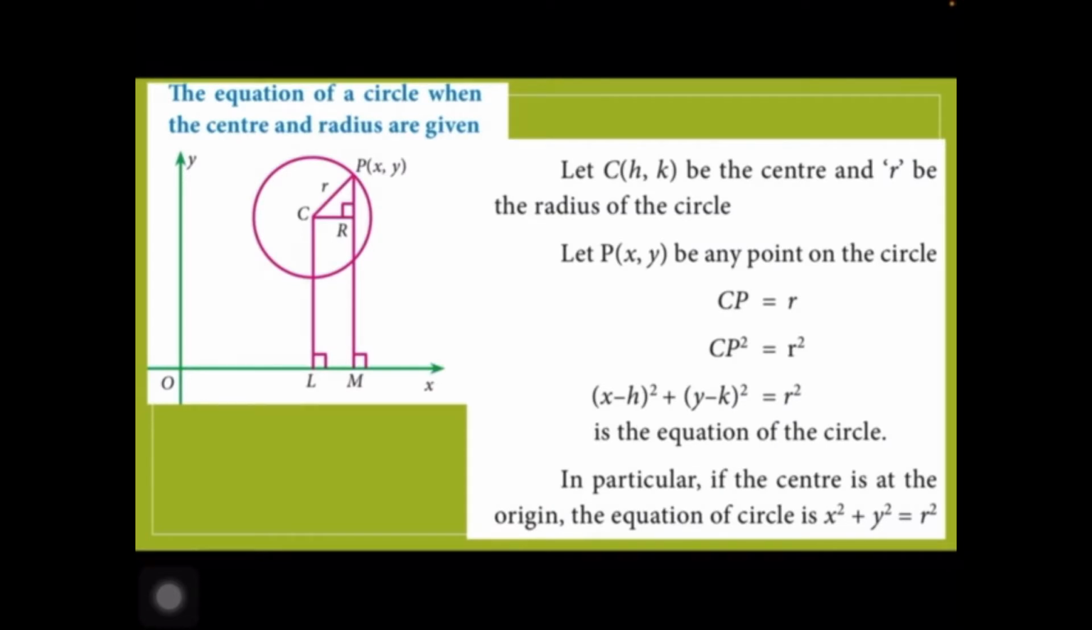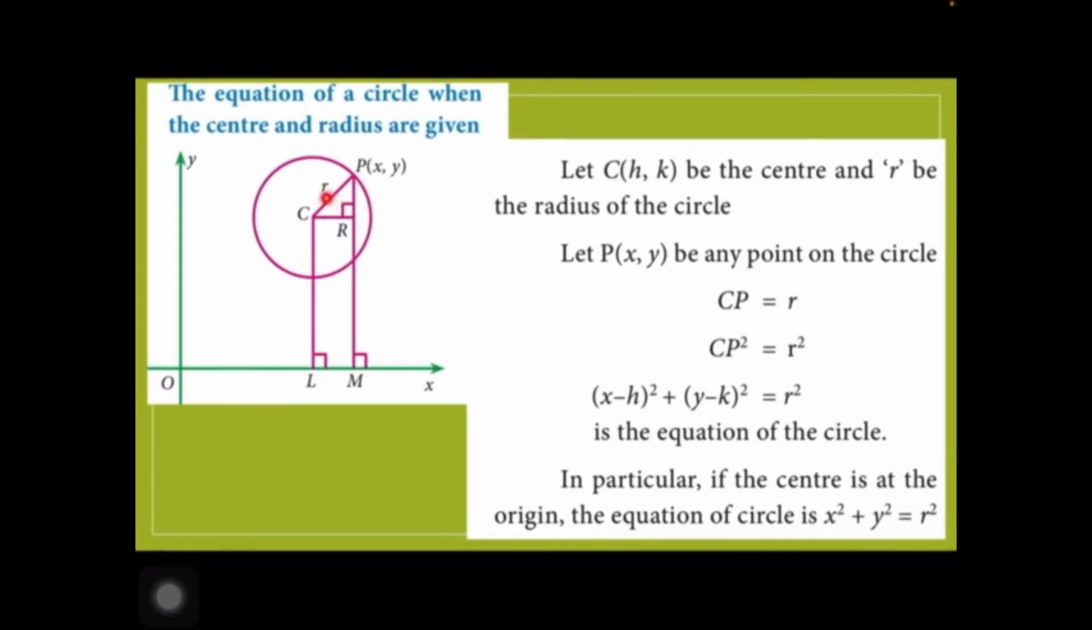Now, here C is the center and P is a point on the circle, that means on the perimeter of the circle. The coordinates of C are h and k because it lies on the plane, and r is the radius of the circle. P is a point on the circle, P of x comma y. So, we have to frame the equation of the circle. What is the distance between C and P? It is our radius, right? The distance between the center and a point on the circle is our radius.